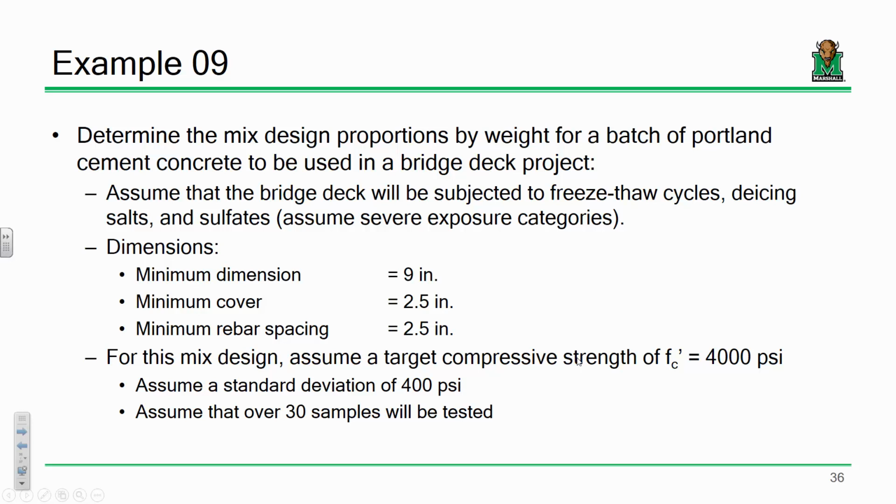We're going to assume that the bridge deck is going to be subjected to freeze-thaw cycles. We're going to assume it's subjected to de-icing salts and sulfates. We're going to assume severe exposure categories for the sulfates. Okay. Now the dimensions. The minimum dimension is 9 inches. So what we're saying is that the minimum thickness of this deck is 9 inches. That can vary a little bit with deck haunches and things like that. But our minimum dimension is 9 inches.